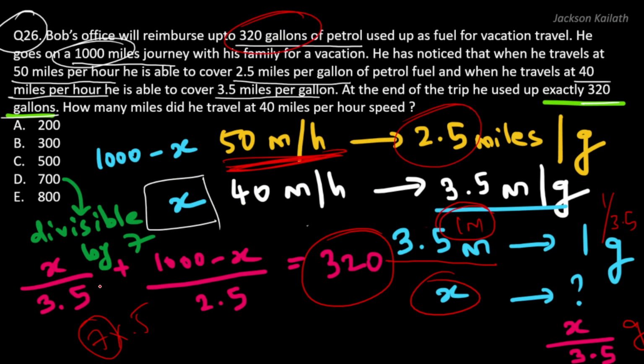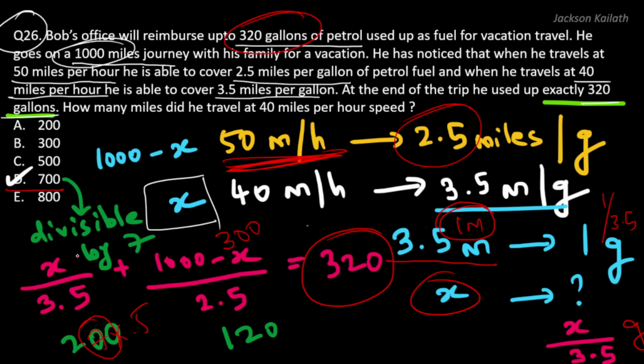700 divided by 3.5, that comes to 200, and 1000 minus x would be 700, right? So 1000 minus 700 will give you 300. 300 divided by 2.5, that gives you 120, right? Now when you add these up, you get 320. So yes, it's working out. Therefore the correct answer to this question is option D, which is 700.